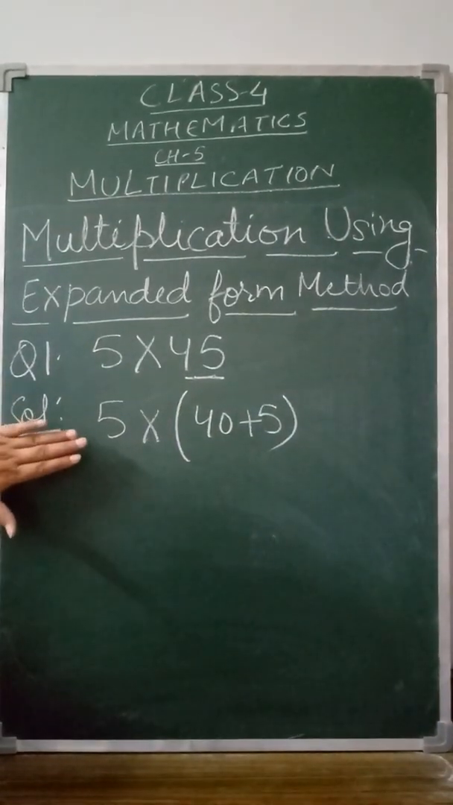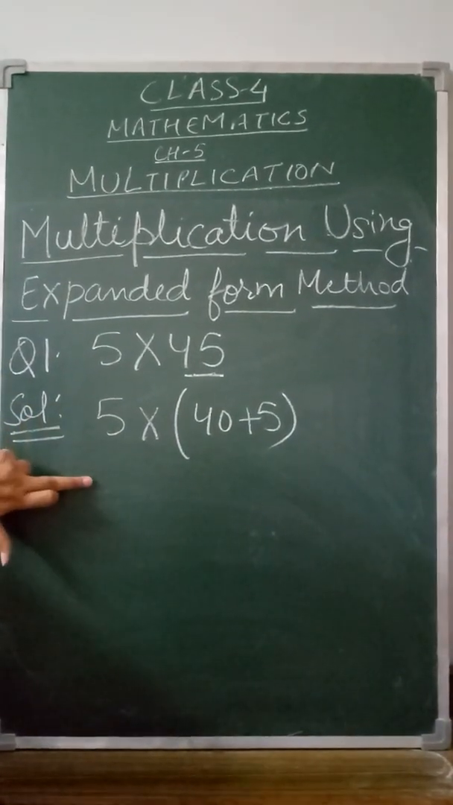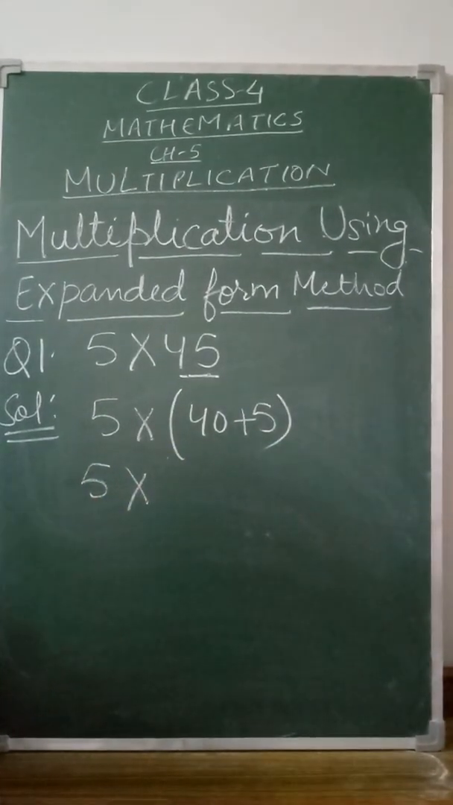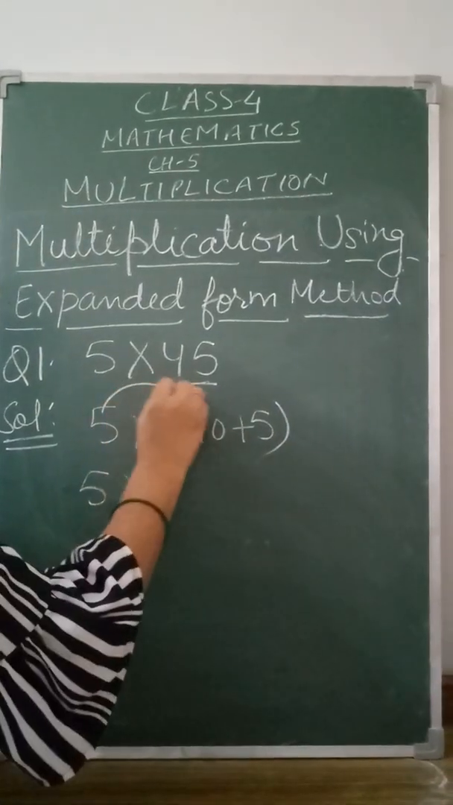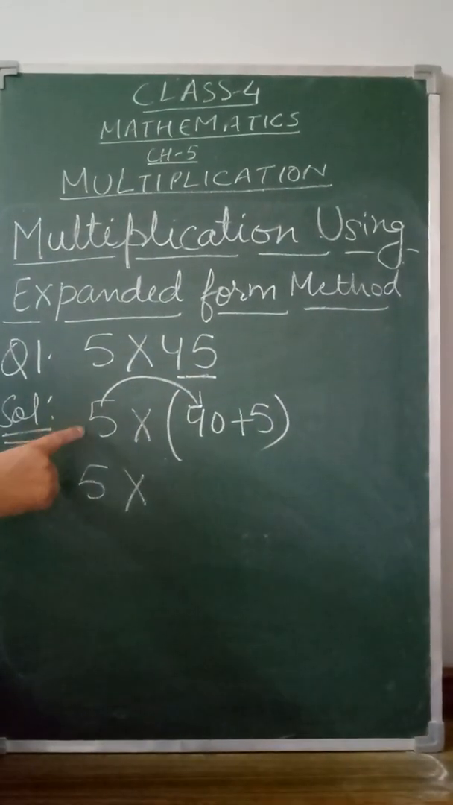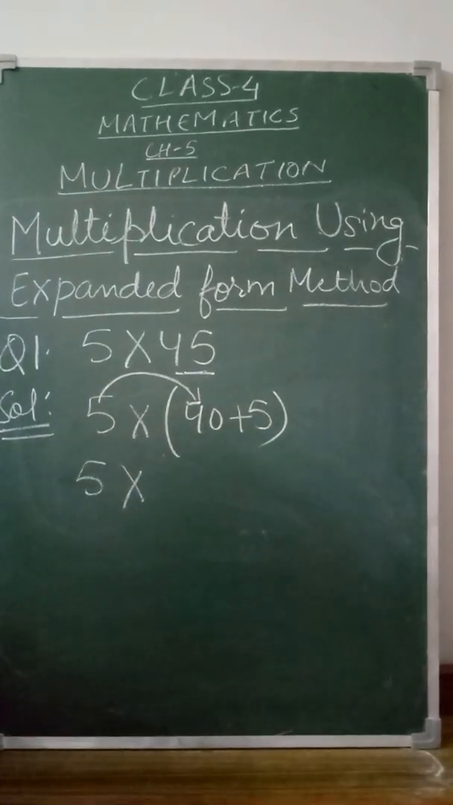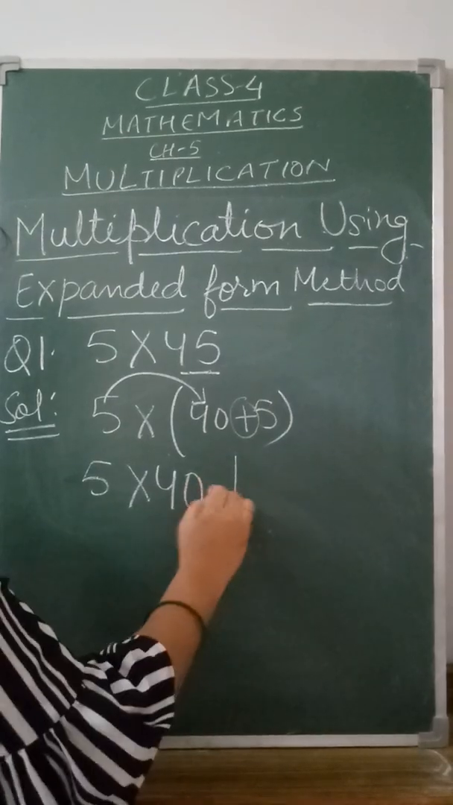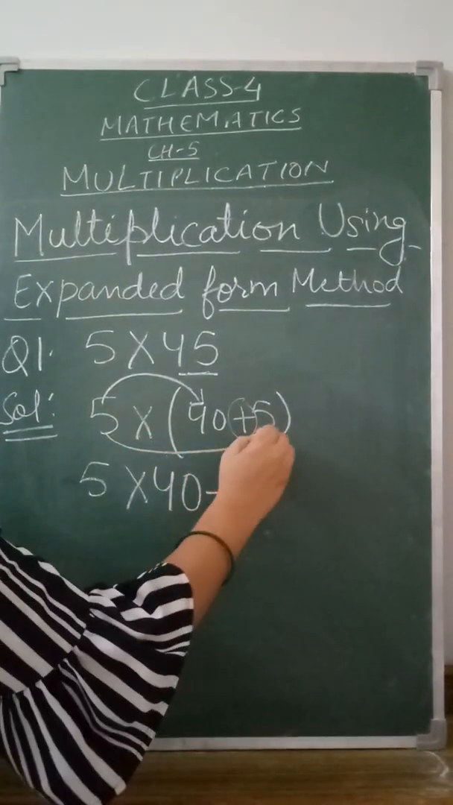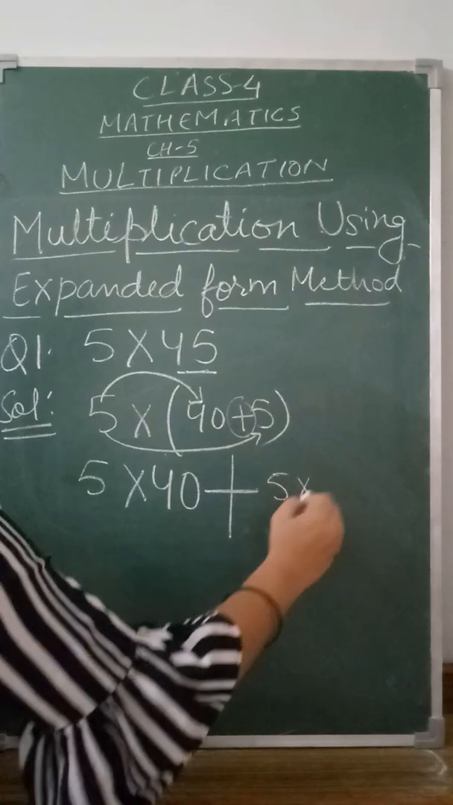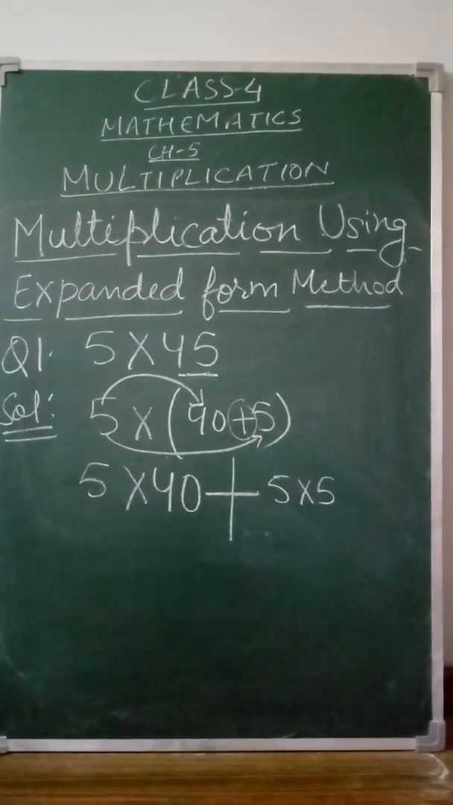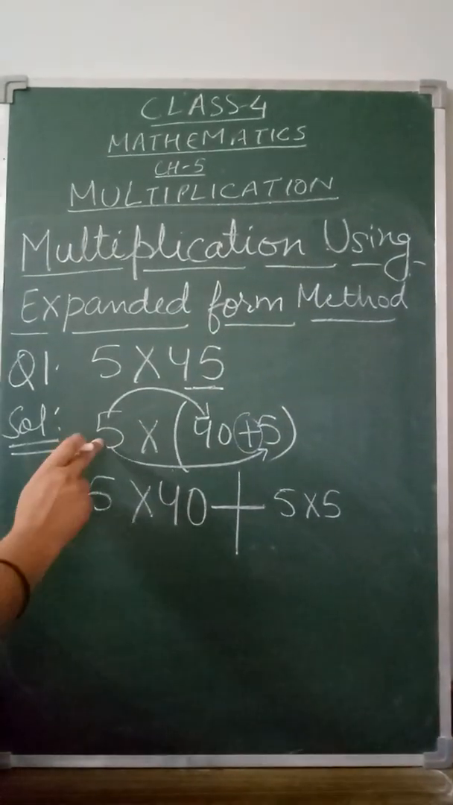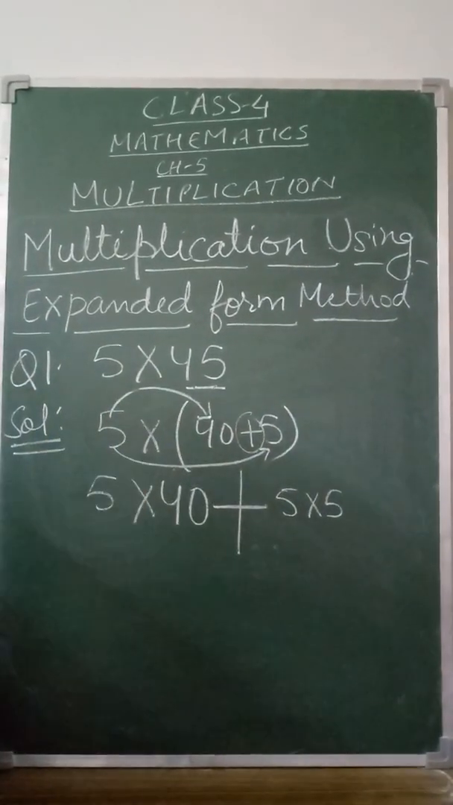Now this is the first step. And what is the second step, students? Again write 5 as it is, put the multiplication sign, and now you have to multiply the outer 5 by both the numbers individually, separately. So here is the plus sign, put the plus sign, and again multiply by the second number. This is 5 multiplied by 5. By chance it is same, but not always. So the second step is multiply each term separately by 5, the number given outside.